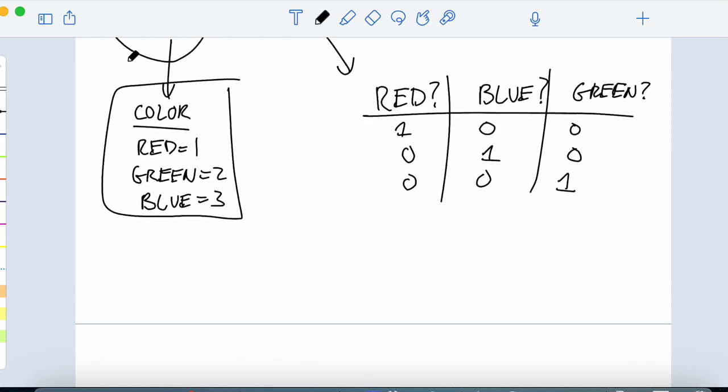But can someone tell me what is wrong? There's a serious problem with this one.